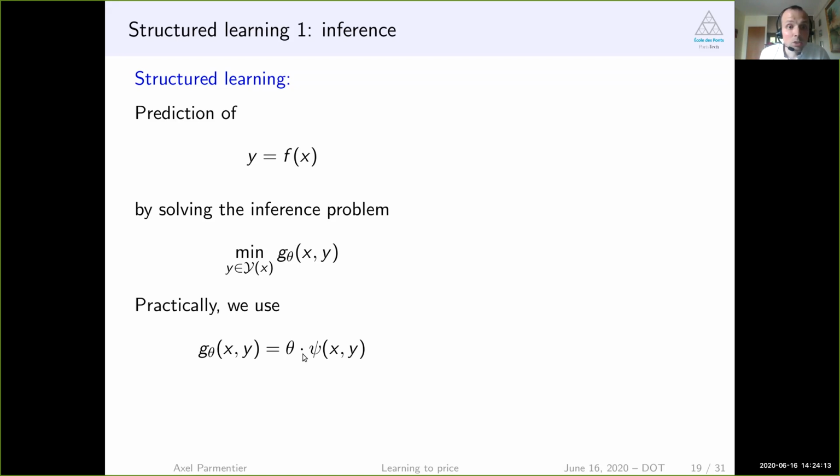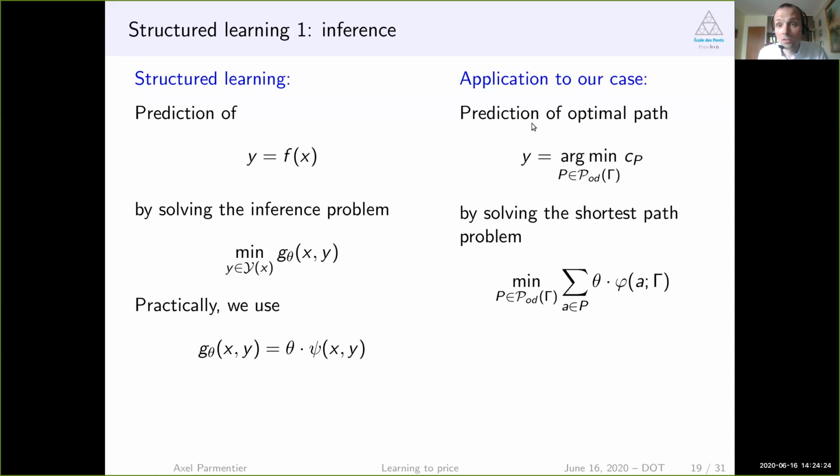Practically, what you take as g theta is just a linear combination of features. There is a whole theory about structured learning to learn theta in that setting. What we figured out in that work is that we could use this theory in our case. The inference problem in structured learning will just be our easy problem.